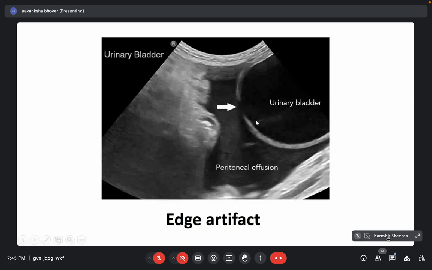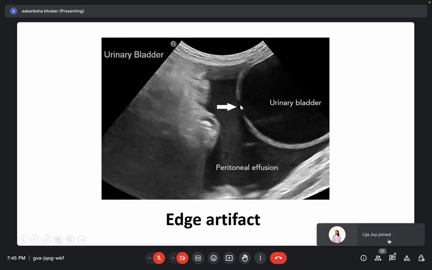Anyone at first instance can believe this to be a ruptured bladder because we cannot see the continuity. But here we need to understand the importance of artifacts. It is an example of edge artifact. Suppose the ultrasound beam strikes this surface of the bladder very parallel to the border, because of which no signal was produced from this edge. So it may give us the appearance that the bladder is ruptured. However, actually it is not.